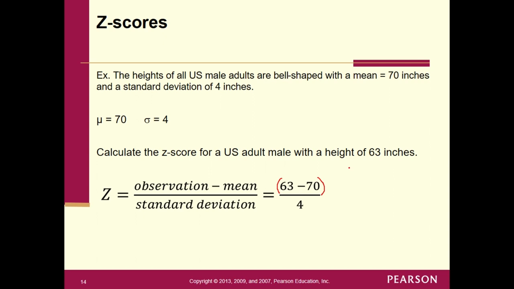Okay, parentheses. So 63 minus 70 is a -7. We'll divide that by 4. Okay, and what do we get? We get a -1.75.